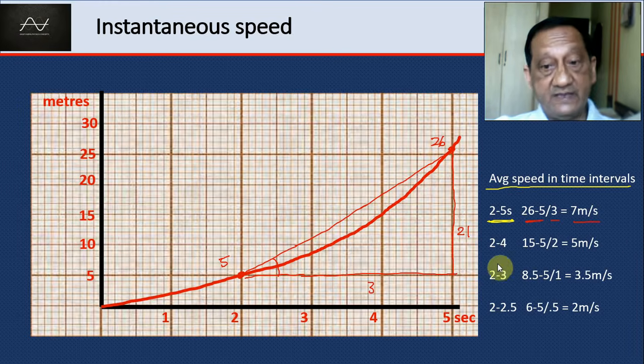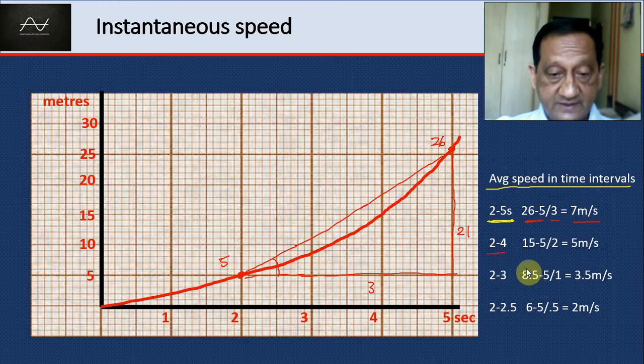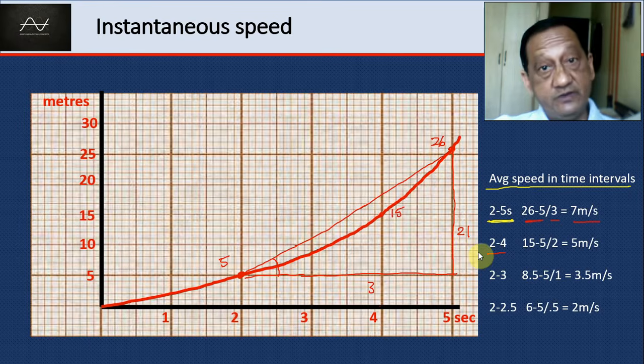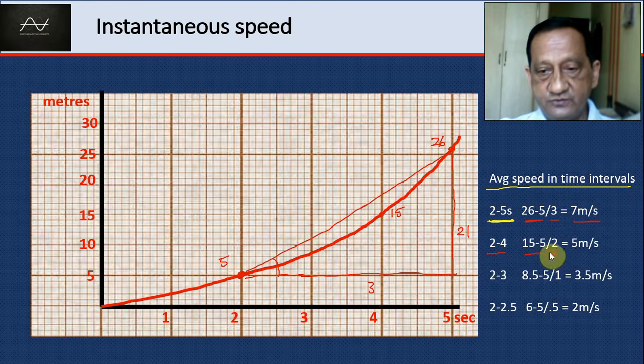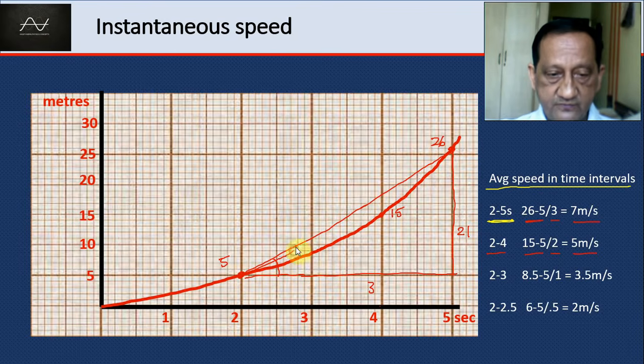Suppose I reduce the time interval and I talk of 2 to 4 seconds, then at 4 seconds it is at a position of 15 meters, right? What is the average speed in the time interval 2 to 4 seconds? Well, it covered a distance 15 minus 5, and the time taken was 2. So 10 by 2 is 5 meter per second. And that average speed is the slope of this chord now. Slope of that chord is tan of this angle, which is perpendicular 15 minus 5 divided by the base, that is 2.